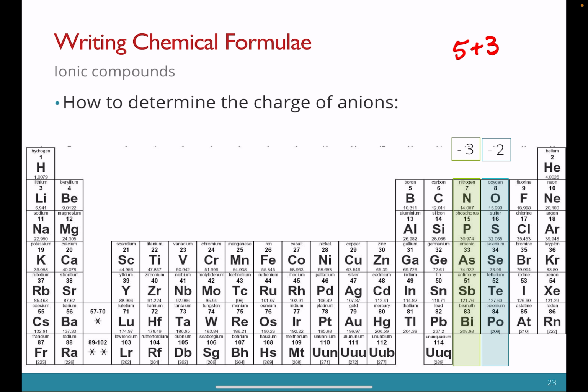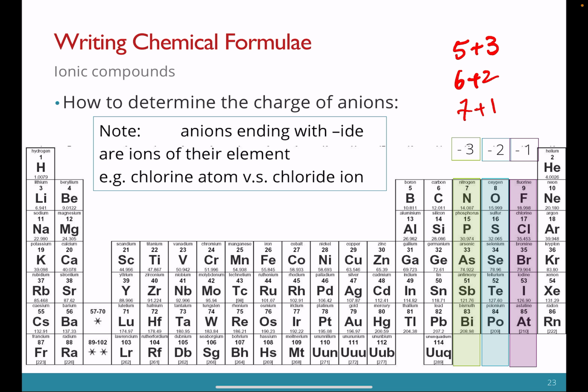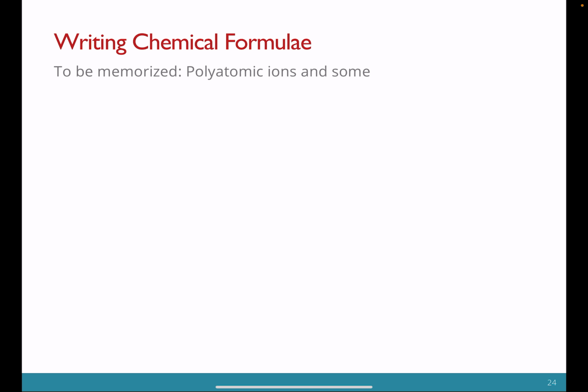Following which, we see group 6, who has 6 valence electrons and must gain 2 valence electrons to attain stable noble gas configuration. Then group 7 would correspondingly need to gain 1 valence electron to attain the octet structure. So we see that they will give rise to anions of the respective charges. Note that anions ending with IDE are ions of their element. For instance, chlorine atom versus the chloride ion.